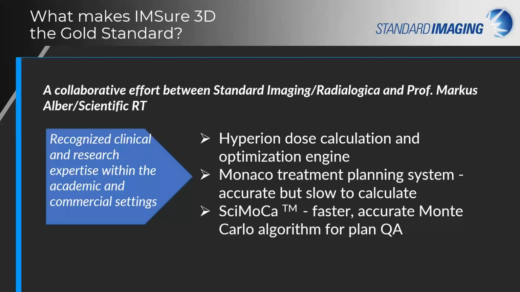Monte Carlo dose calculations are arguably recognized as the gold standard in treatment planning. However, the trade-off for treatment planning system accuracy is these plans are very slow to calculate. So recognizing this was a limitation for plan quality assurance calculations, Dr. Alber set forth to develop a faster, accurate Monte Carlo algorithm for plan QA called SIMOCA. This is the Monte Carlo algorithm used in IMSure 3D.